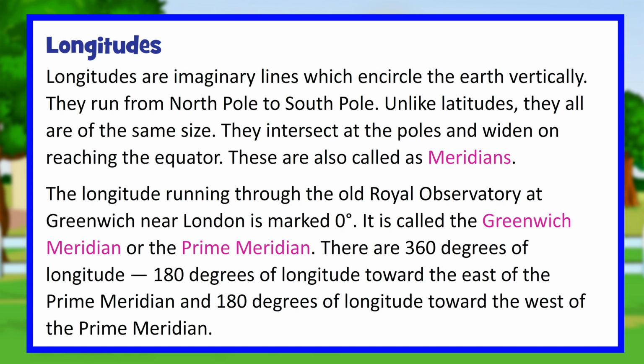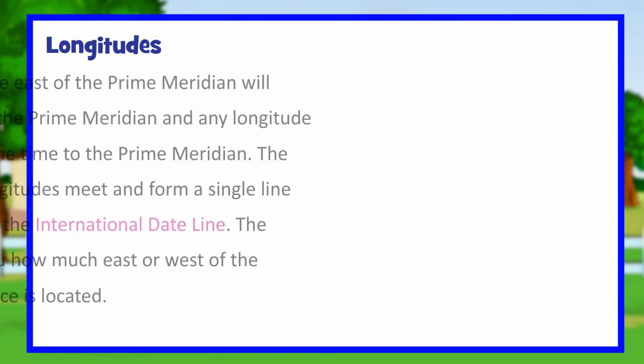The longitude running through the Old Royal Observatory at Greenwich near London is marked 0 degrees. It is called the Greenwich Meridian or the Prime Meridian. There are 360 degrees of longitude, 180 degrees of longitude toward the east of the Prime Meridian and 180 degrees of longitude toward the west of the Prime Meridian.